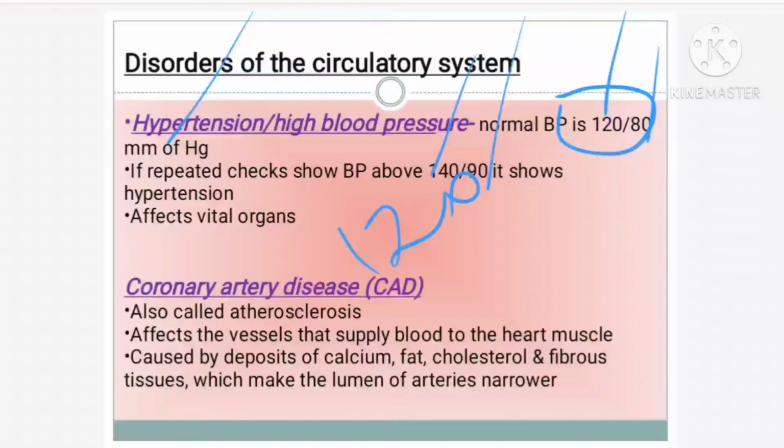If it is going above that, it can affect the vital organs. Any organ it can be affected, because the increased pressure in the blood can affect the organs in one way or the other. Okay, it can lead to damage of that organ.